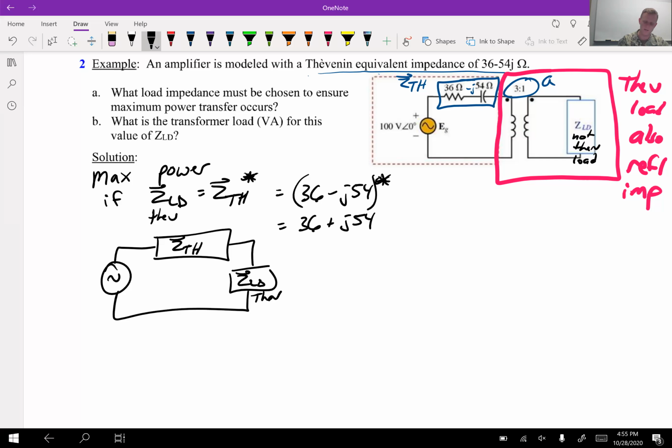As far as this Thevenin circuit is concerned, what it's saying is we have a resistor and a capacitor. And if we want max power, then we want a resistor and an inductor. And if this has minus J54, then down here I want positive J54 to make it a purely resistive circuit. And that purely resistive circuit will produce max power.